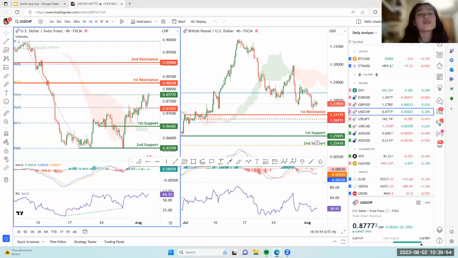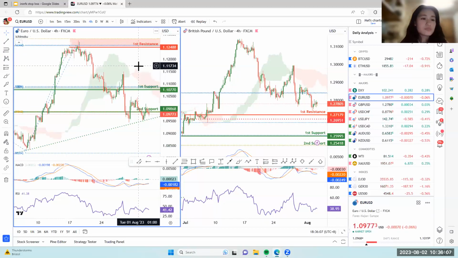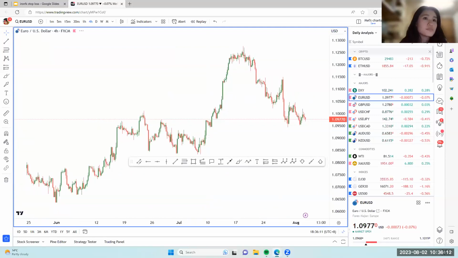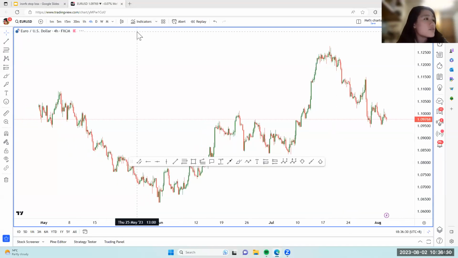Okay, I think in the meantime, let's go ahead and just take a look at maybe euro dollar. If there is any other commodity or currency pair you'd like to see, feel free to let me know in the chat. Okay, so let's get right into it.